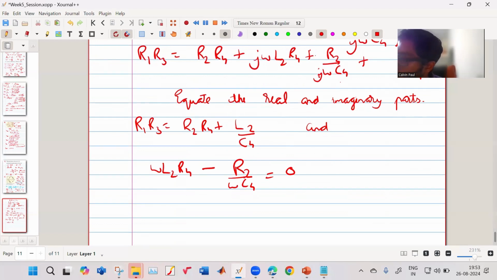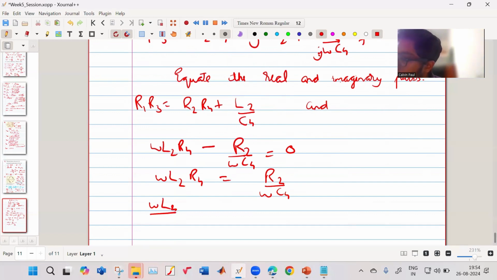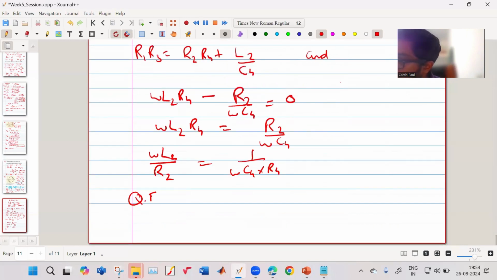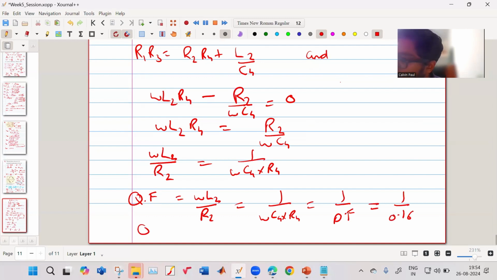Why minus? Because this j goes to the numerator. Okay, then I have omega L2 R4 is equal to R2 upon omega C4. So I get omega L2 upon R2 is equal to 1 upon omega C4 into R4. So my quality factor is equal to omega L2 upon R2, that is equal to 1 upon omega C4 R4, that is 1 upon my dissipation factor, that is equal to 1 upon 0.16. So my quality factor comes out to be 6.25.